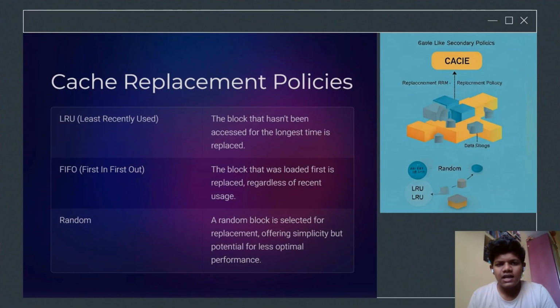Then coming to cache replacement policies, LRU. LRU stands for least recently used. The block that hasn't been accessed for the longest time is replaced. Then FIFO, first in first out. The block that was loaded first is replaced regardless of recent usage. Then random. A random block is selected for replacement, offering simplicity but potential for less optimal performance.